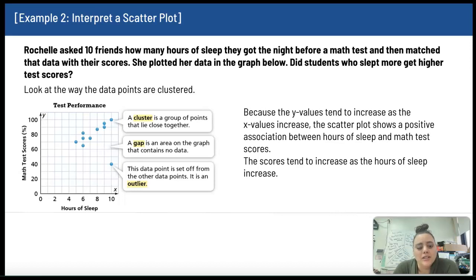So with positive association, we can also see that if this was a linear equation, it would have a positive slope because it's going up. That's how you can relate this with linear equations: a positive association has that same looking slope.